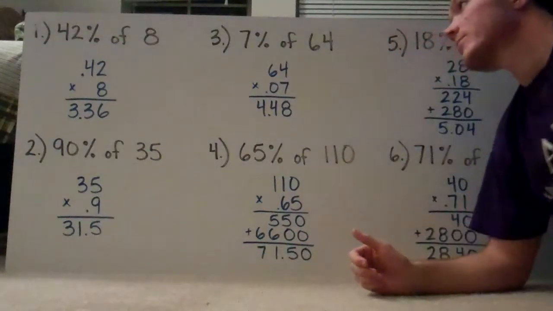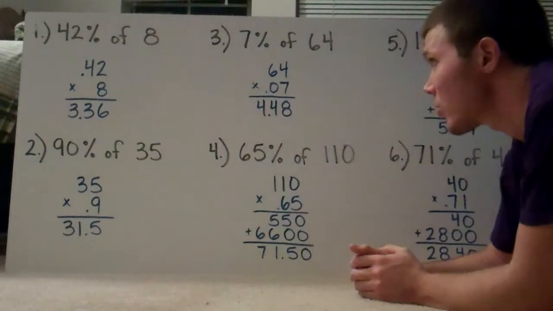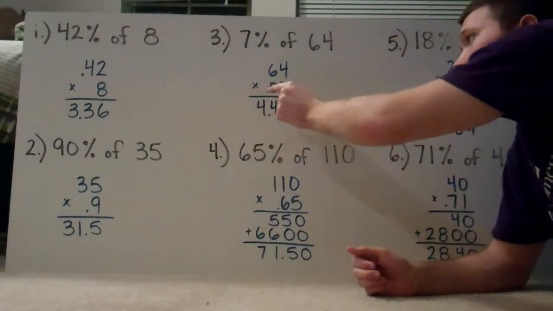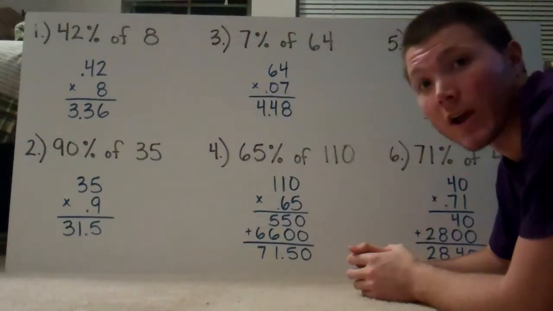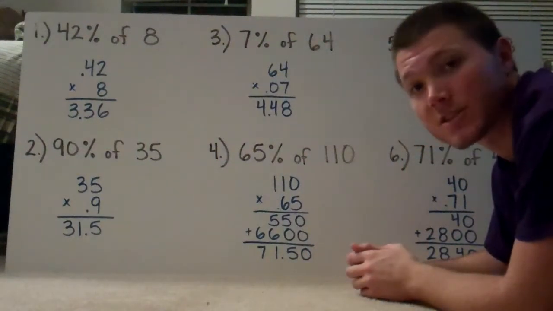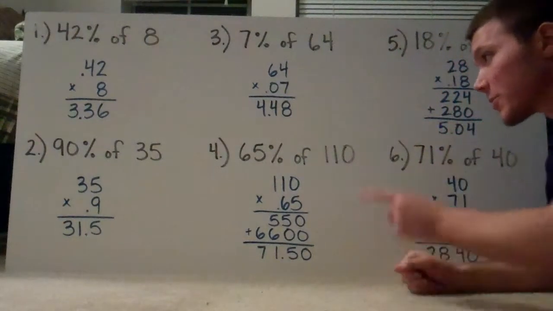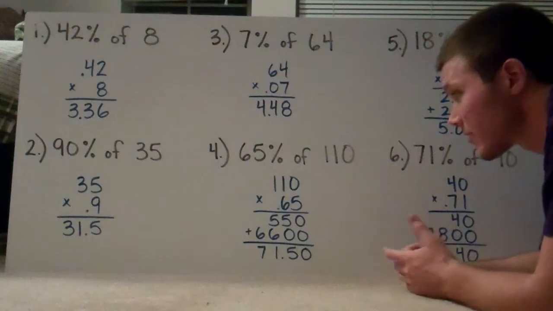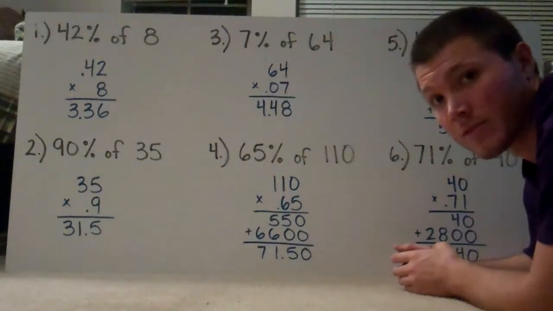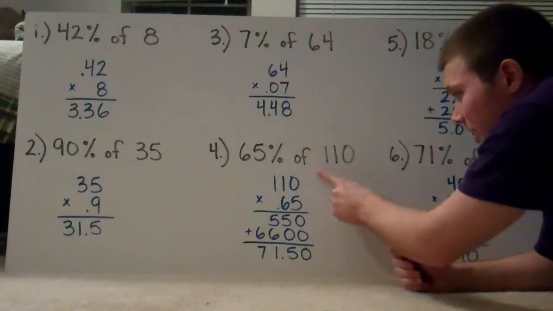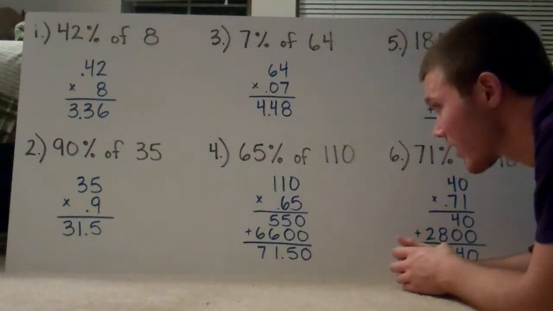Next, number 3, 7% of 64. I take 7%, which is 0.07, times it by 64, and I get 4.48. That's 7% of 64, 4.48. Number 4, 65% of 110. I'm going to take 110, times it by 0.65, multiply that out, and I get 71.50 or 71.5.